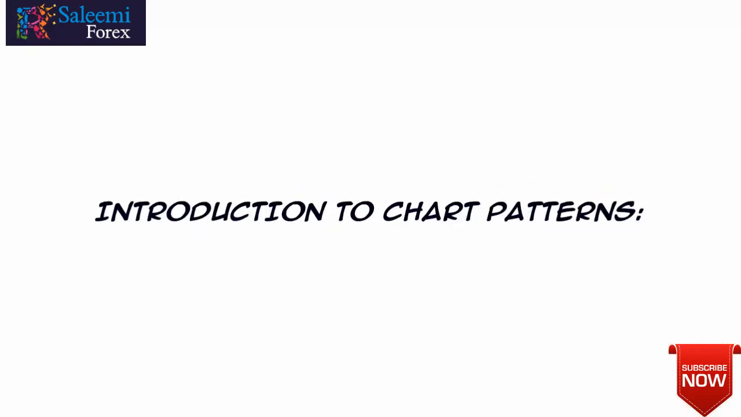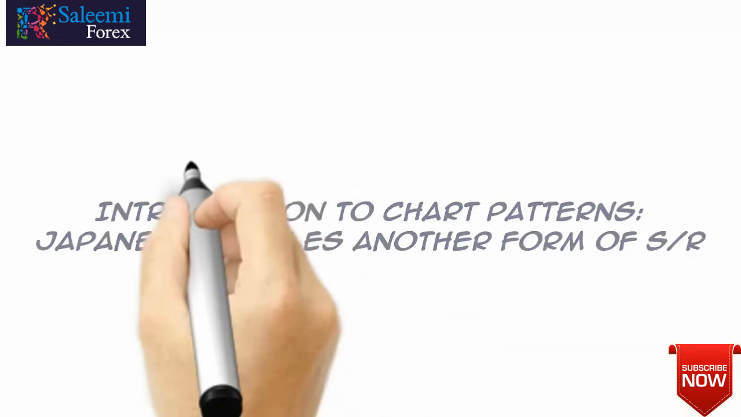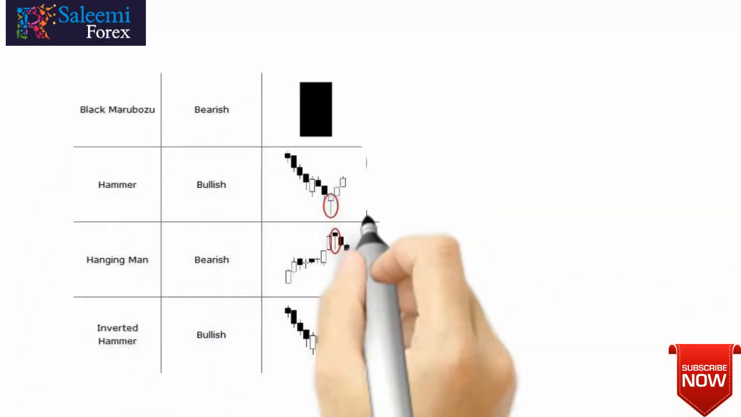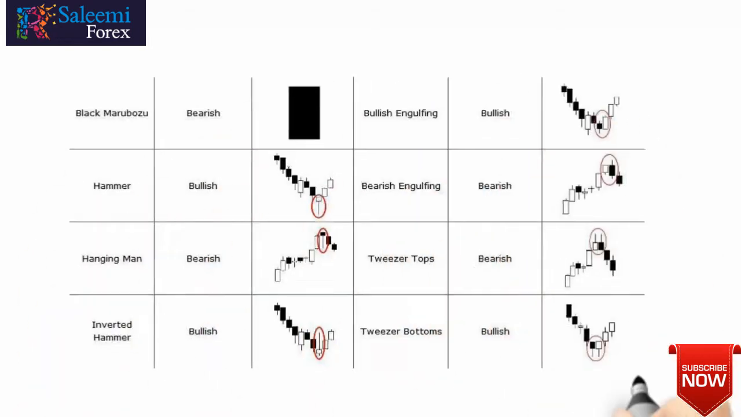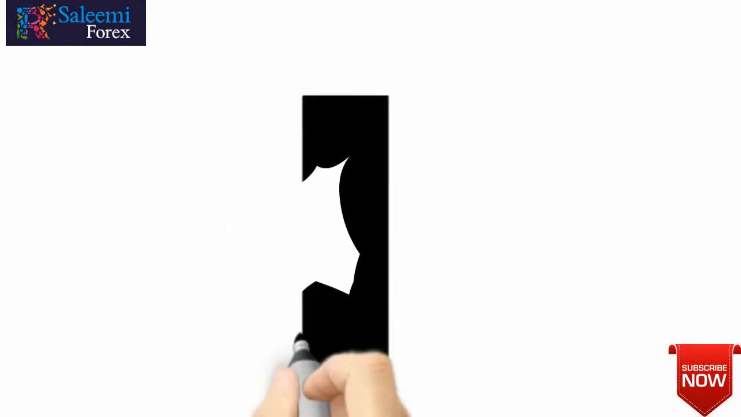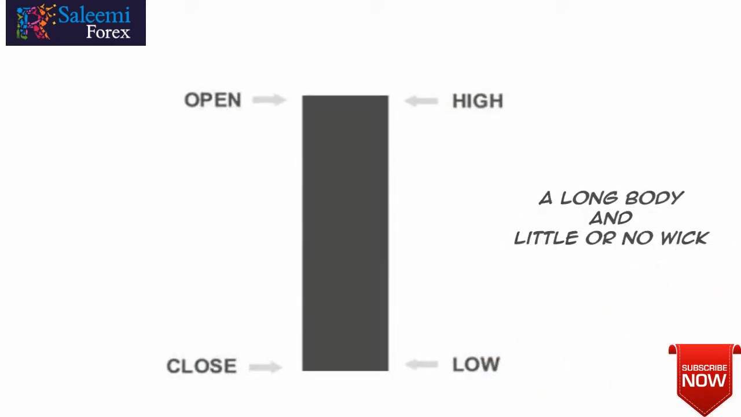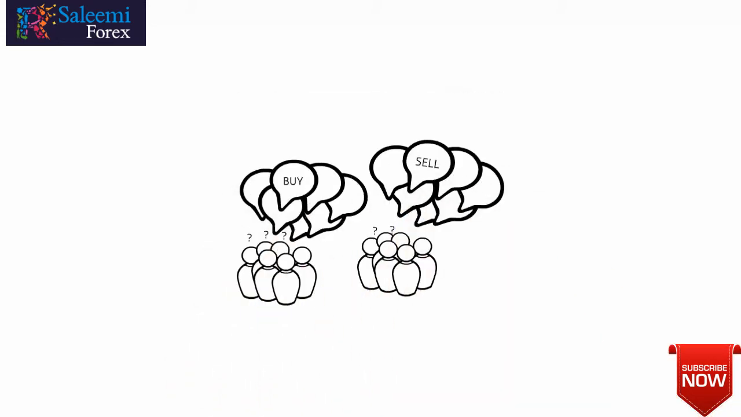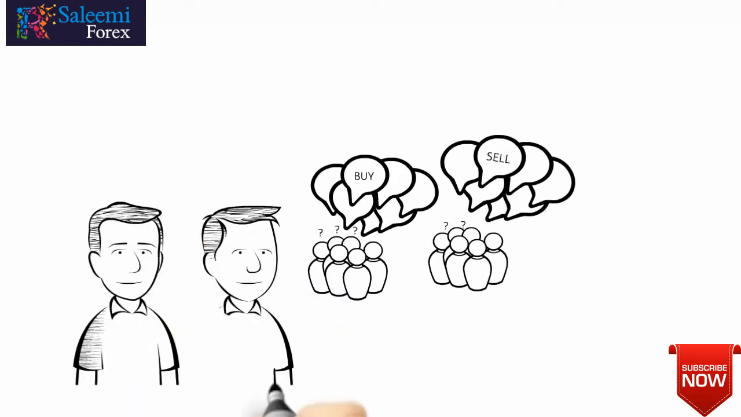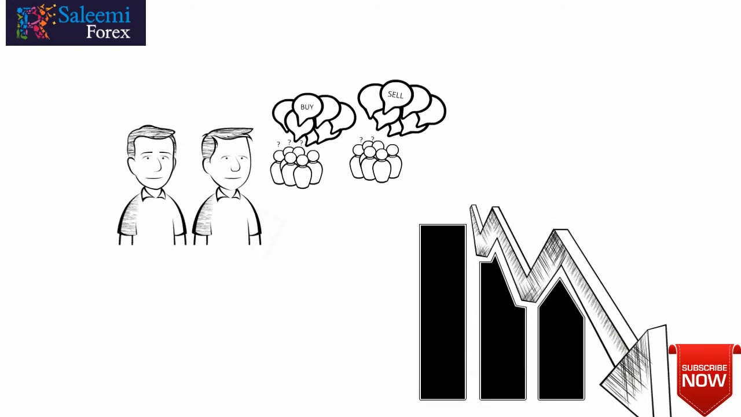Introduction to Chart Patterns. Japanese candles: another form of support and resistance. Back in our introduction to Japanese candles, we saw how differently shaped candles reflected market sentiment for the duration of the candles. For example, a candle like this one, with a long body and little or no wick, indicated that there was no indecision about price. During the period this candle covers, traders were selling, and price was heading lower from the start.